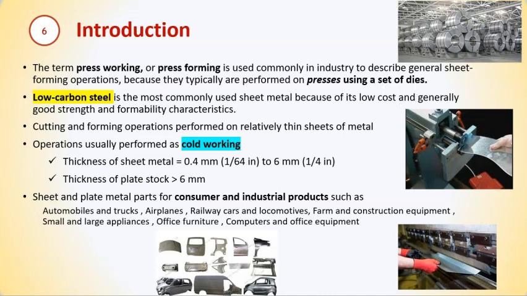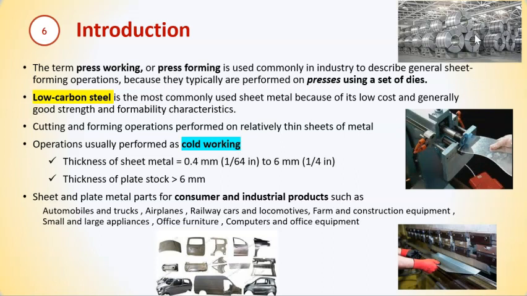Okay. And then low carbon steel is the most commonly used because it is low cost and generally has good strength and formability. So formability is very important for sheet metal. And cutting and forming is common for thin sheet metal. And it must be done by cold working because if you heat it up too hot, it's going to be too soft. Okay, and it's hard to handle.